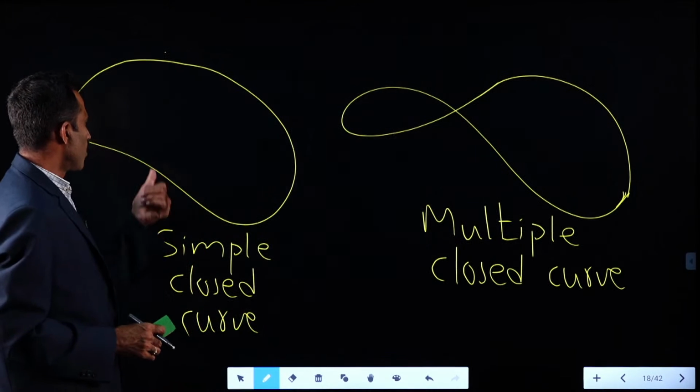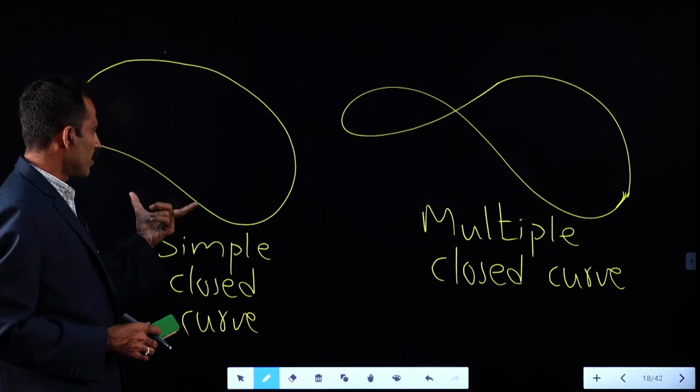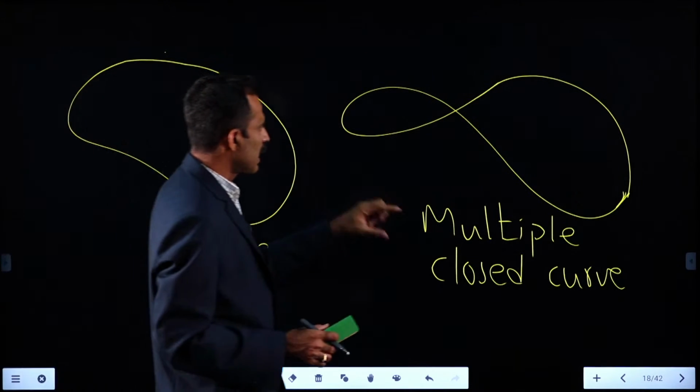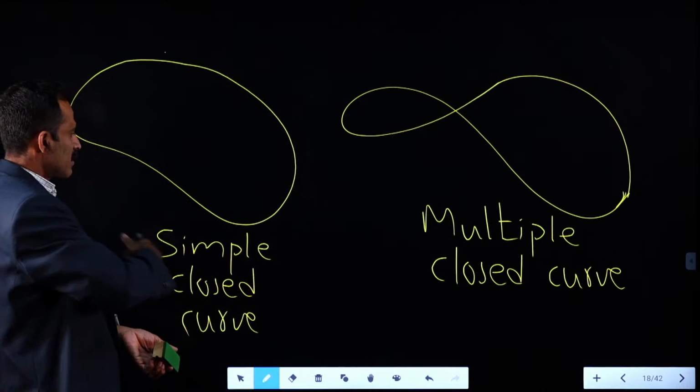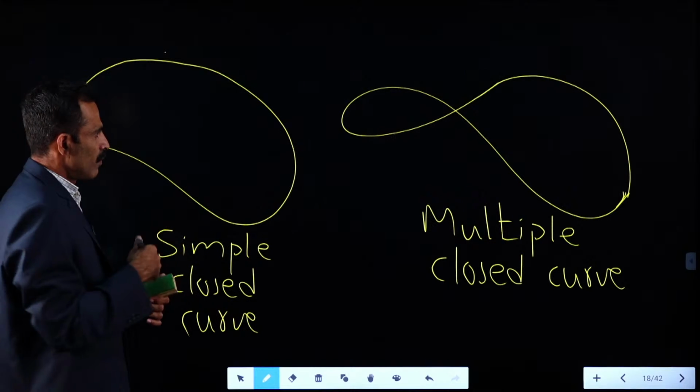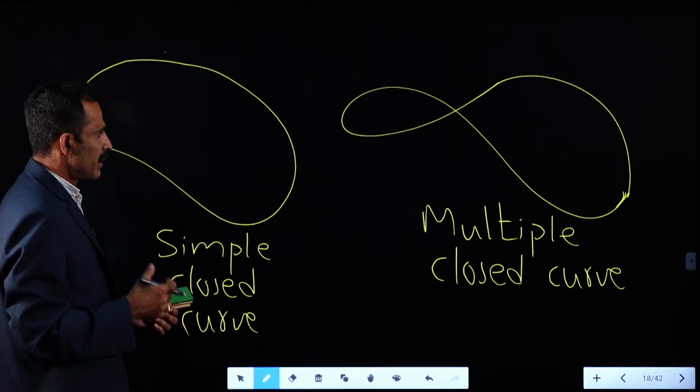Both are closed, but one is simple, other one is multiple. So it is simple as well as closed. It is multiple as well as closed. So multiple closed and simple closed. We always consider like this simple closure curves only for the evaluation of integral of complex function along the curve.